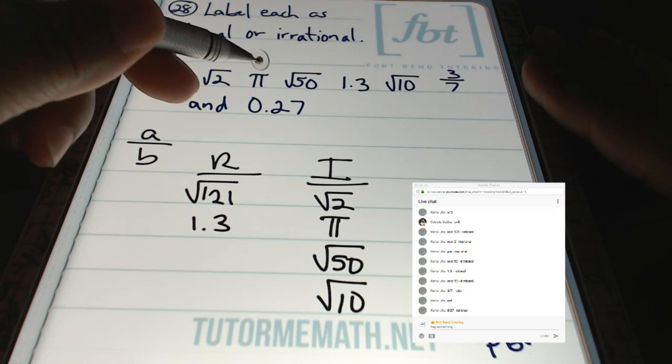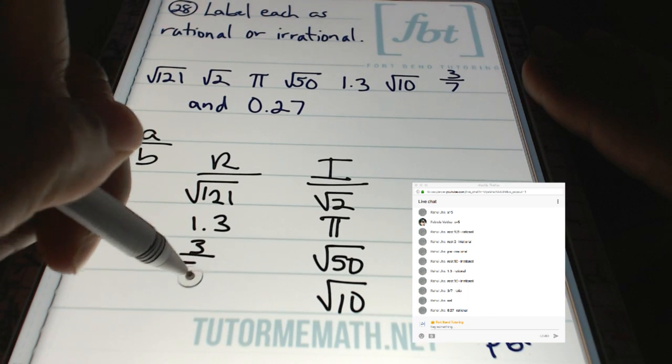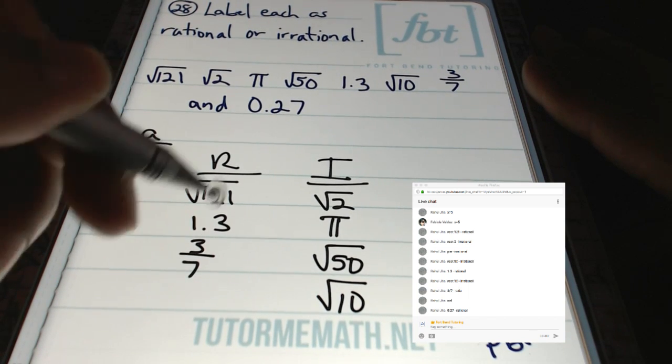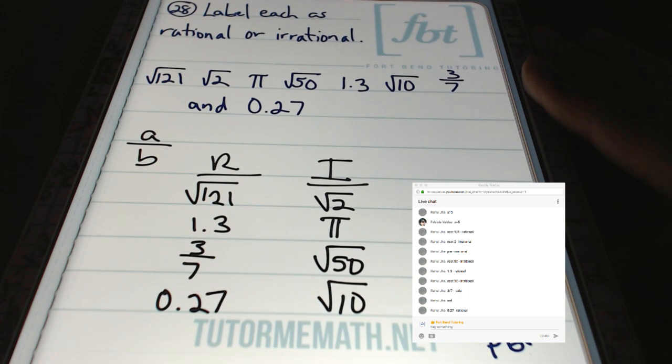Whereas 3/7 is clearly a rational number because it's already written as an integer divided by another integer. And 27/100ths, that's a rational number. Good job, Raul, with all the answers that you provided, sir.